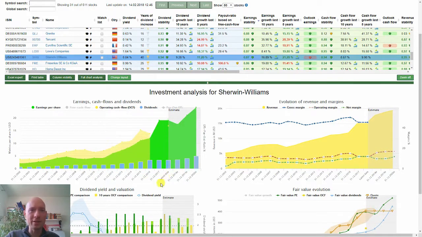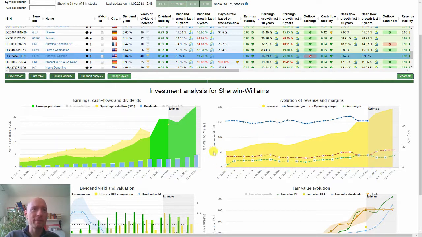You have the latest data, which is the trailing twelve months, and then here you have the estimates. In this chart, you see a little bit more about the origin of the evolution of the earnings regarding margins and revenues. This is per share data, and this is per company data. So this data is not falsified by share buybacks or accountancy measures.